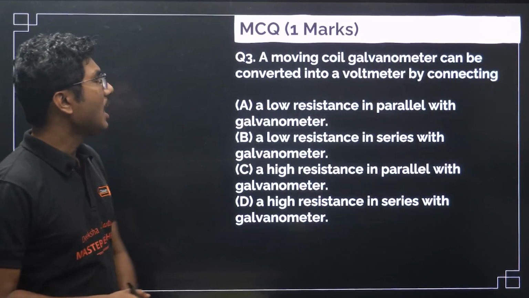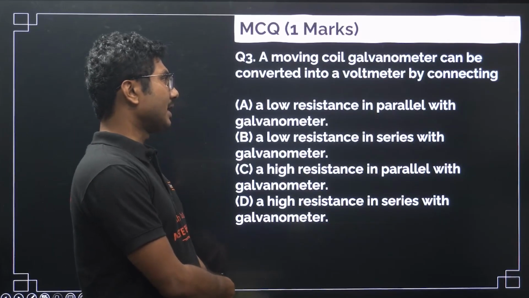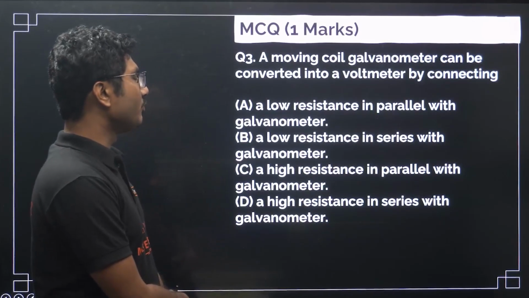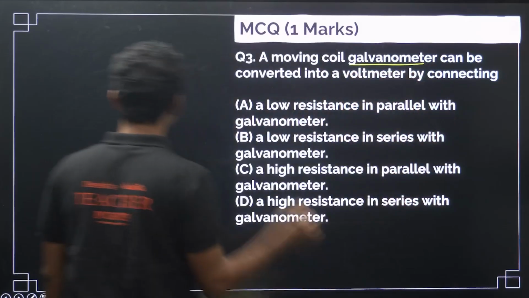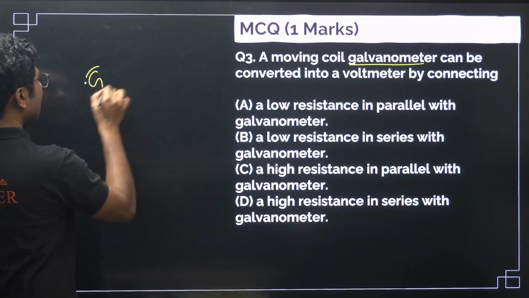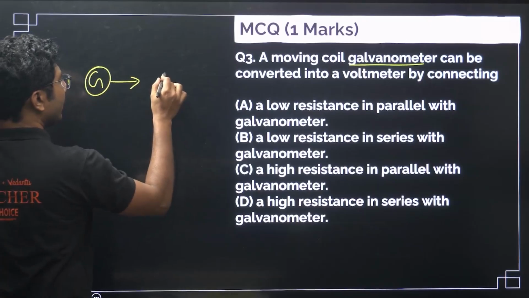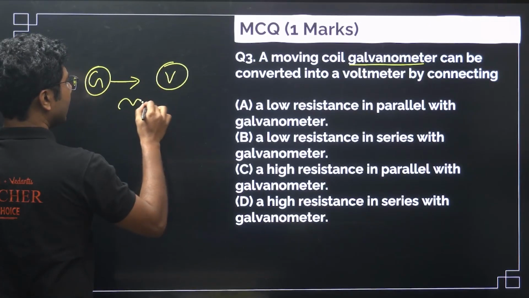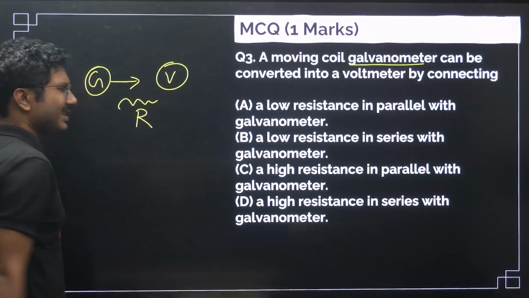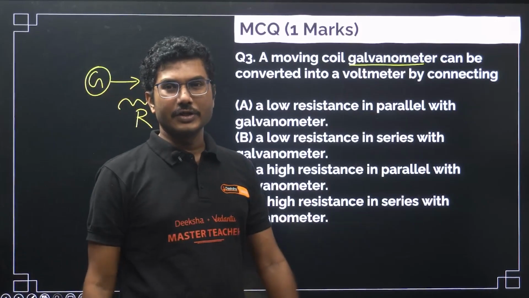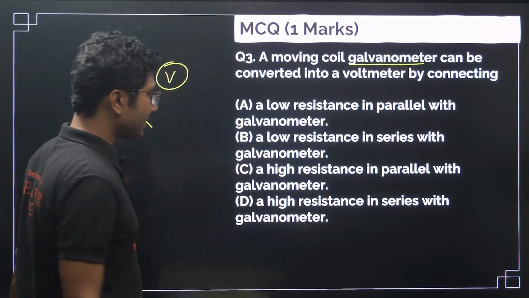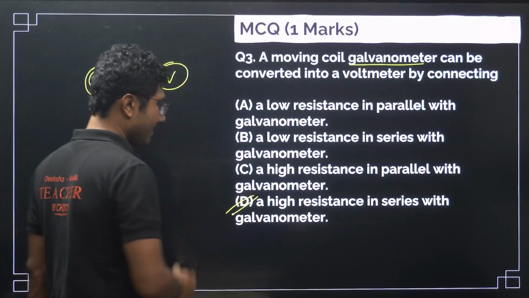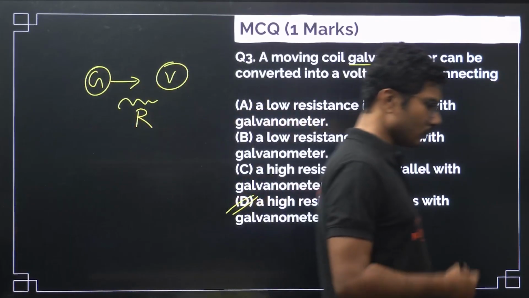Next question: a moving coil galvanometer can be converted into a voltmeter. So, galvanometer to voltmeter, what do we need? We need a high value resistance in series. So, a high value resistance in series with the galvanometer. High value always in series, low value always in parallel.